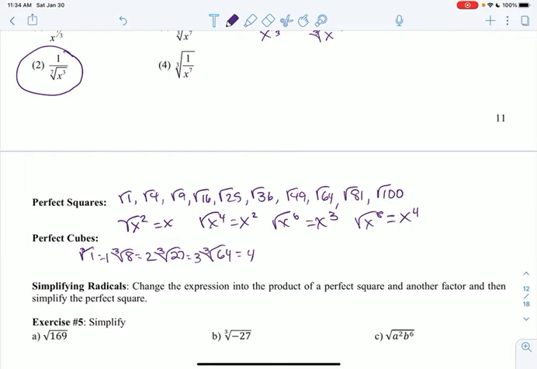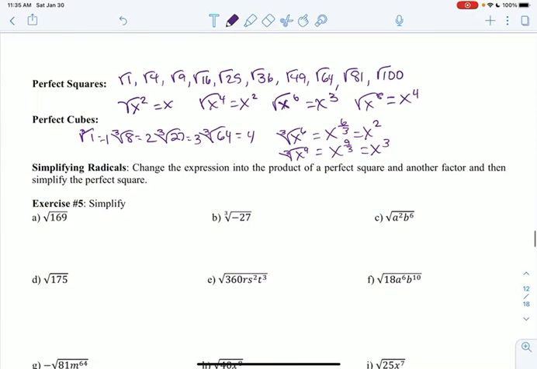All right? And then I could also do x's, but the x's would have to be a multiple of 3 in order to work. So the cubed root of x to the 6th, remember, let's put that back as a fraction, is really x to the 6 over 3, which is x squared. All right, and if I had the cubed root of x to the 9th, that's really x to the 9 over 3, which equals x to the 3rd. So as long as the exponent is a multiple of 3, then you can also do cube roots.